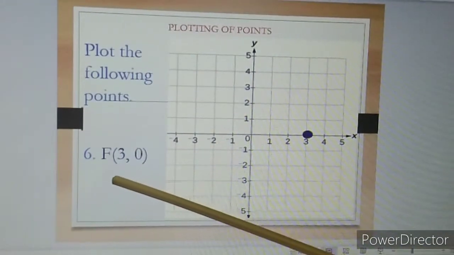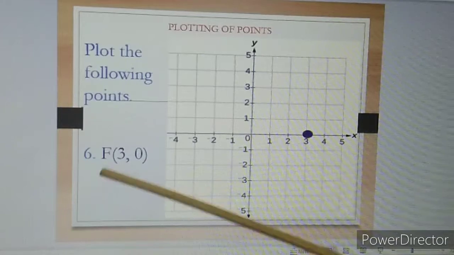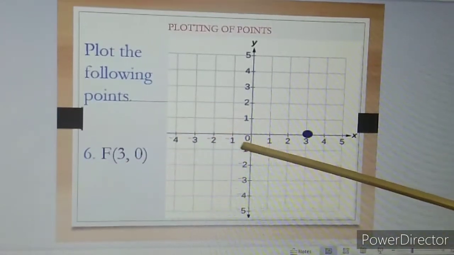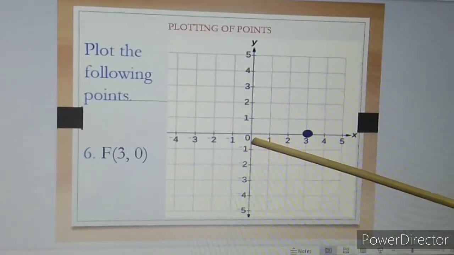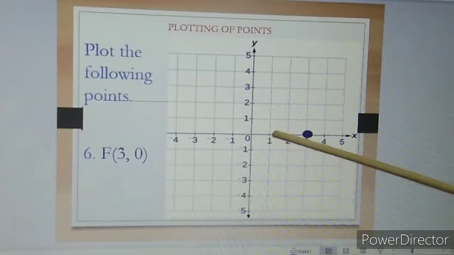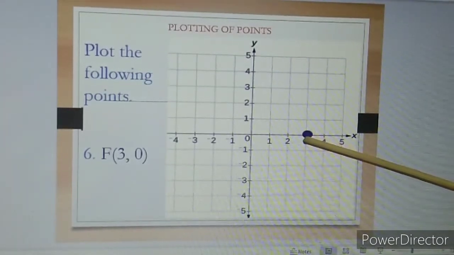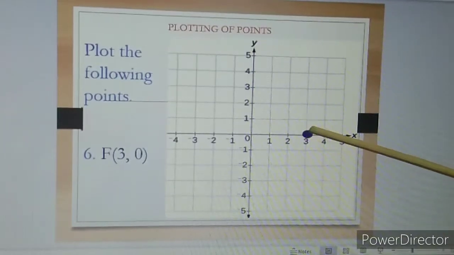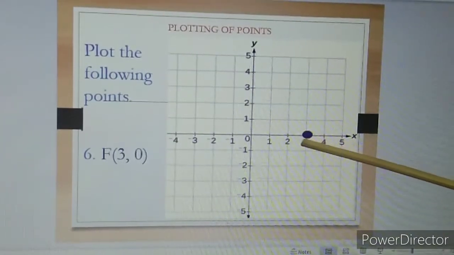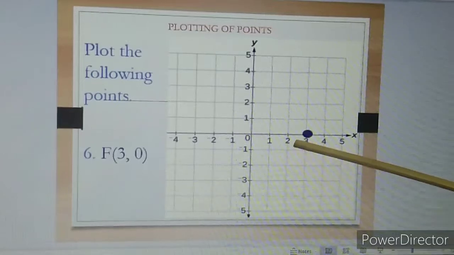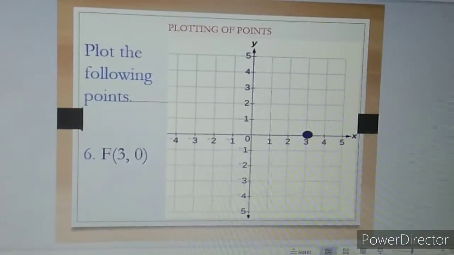The next is to plot the point F with the coordinates of 3, 0. So again, from the origin, we will count 3 units to the right because it is positive: 1, 2, 3, and 0 units up or down. Okay, since it is 0, we can now shade this portion. Therefore, this is the point that represents F with coordinates of 3, 0.